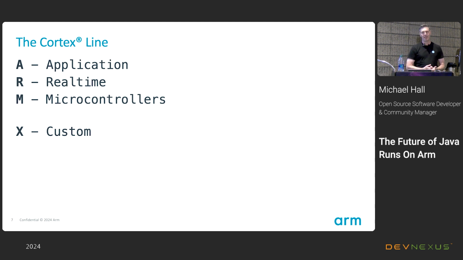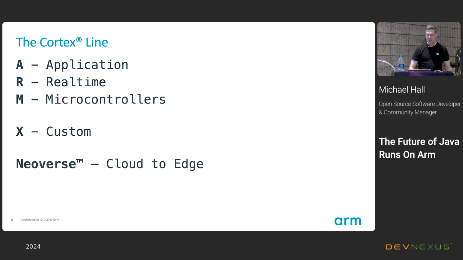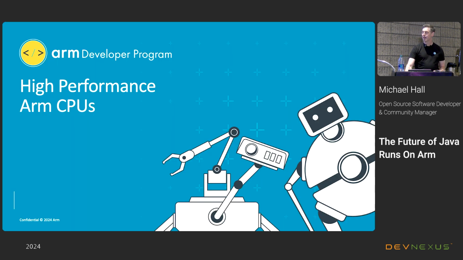These are also used in laptops. So the Lenovo X13S has, I think, a Qualcomm chip in it that uses some of these custom cores as well. More recently, we've launched the Neoverse brand, and these are specifically designed for high-performance use cases. So cloud computing, HPC, even more powerful edge devices. And that's going to be the focus of the talk today. So let's talk a little bit about those high-performance ARM CPUs.